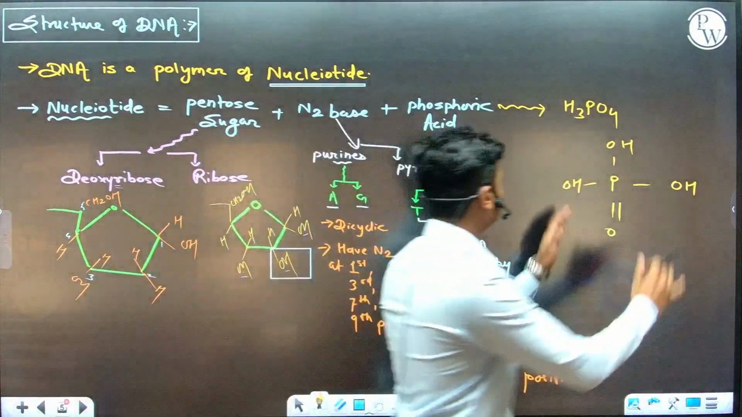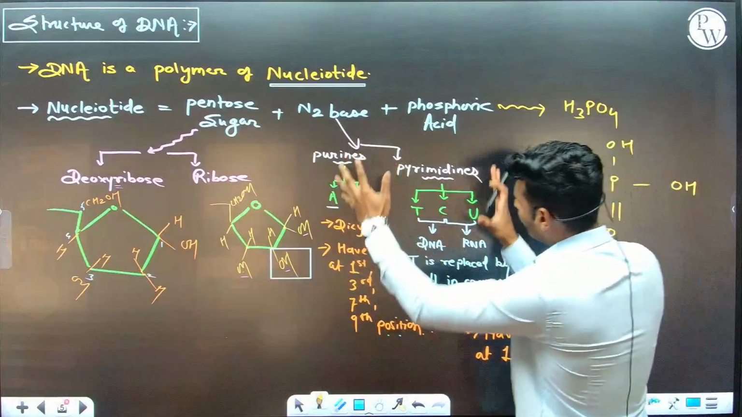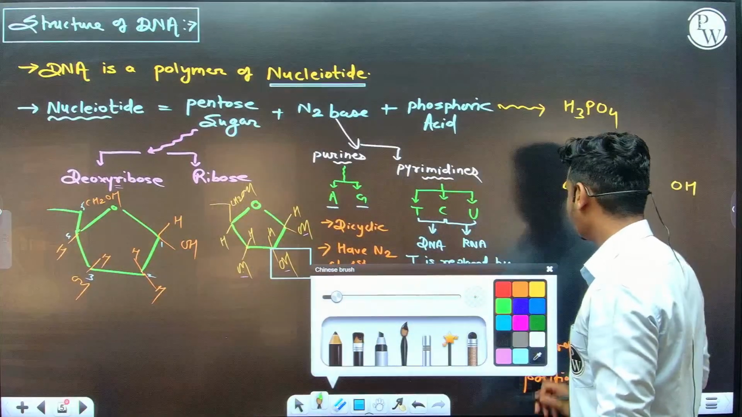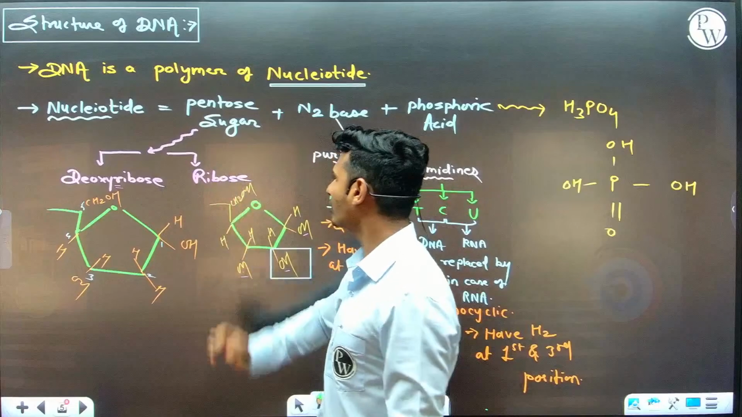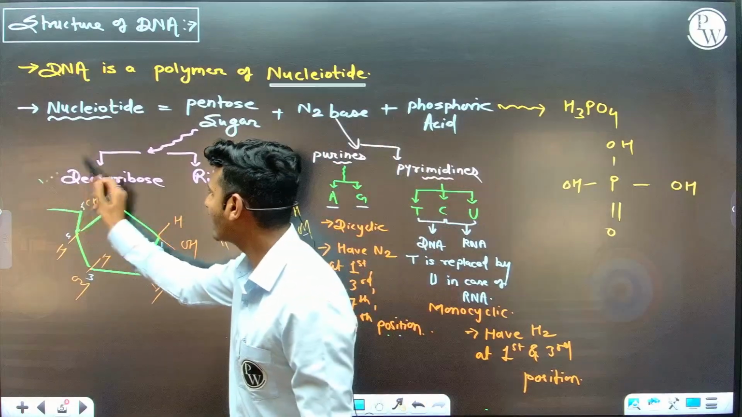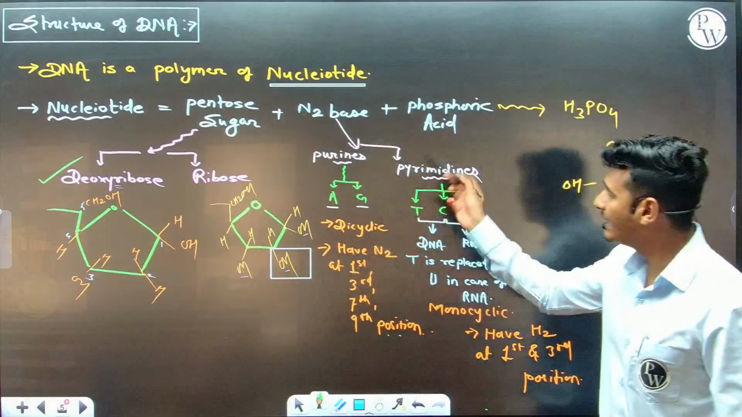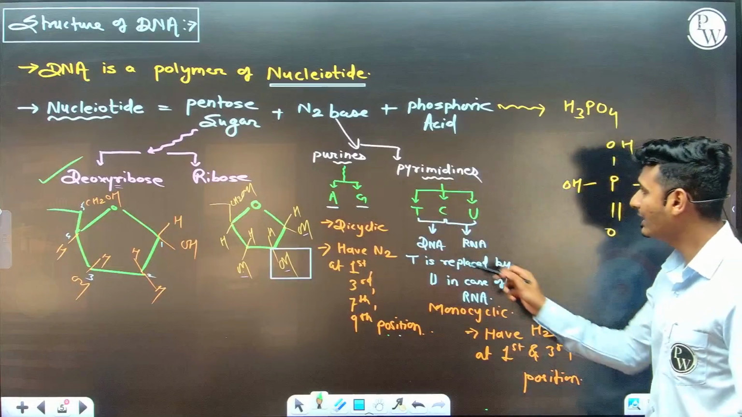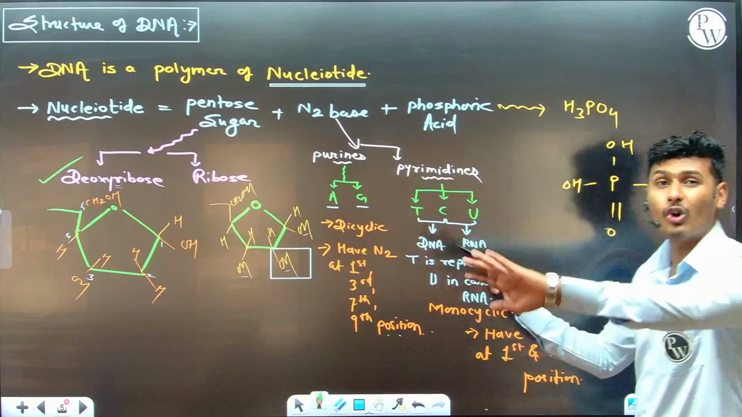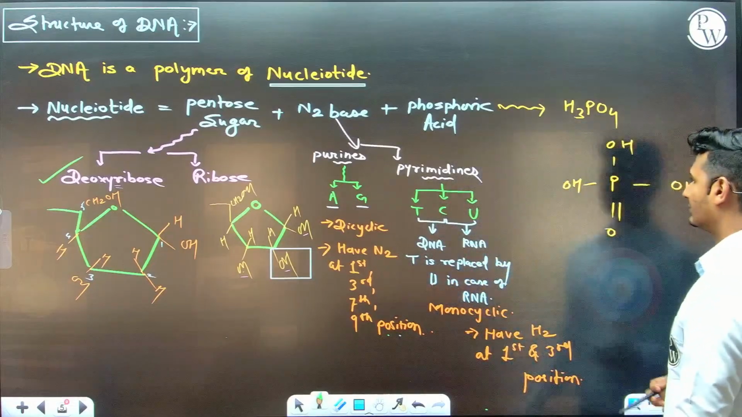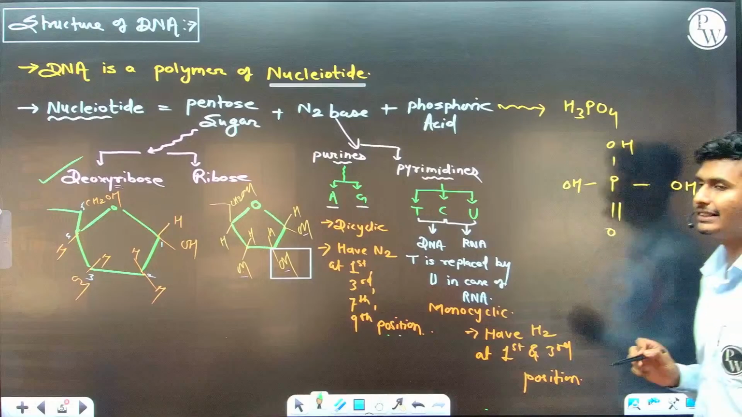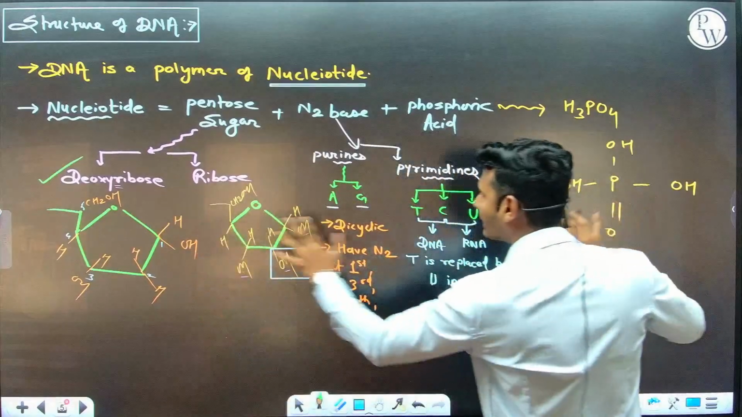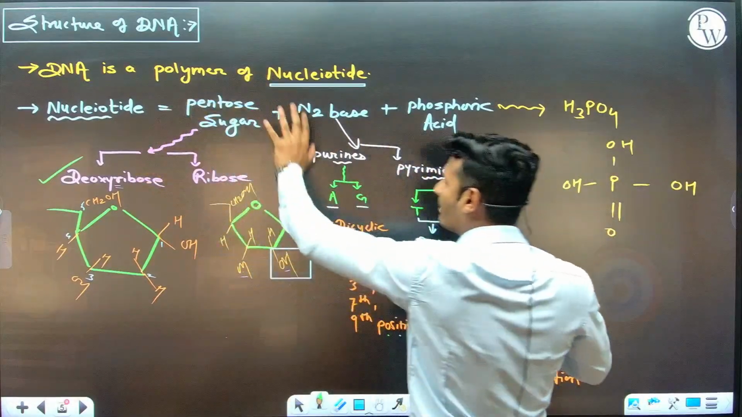Now this is a separate phosphoric acid, this is a separate nitrogen base, and this is the separate pentose sugar. Which one is present in DNA? Deoxyribose or ribose? In the case of DNA, deoxyribose is present. Purine or pyrimidine? Both are present. Purines: adenine and guanine. And what about pyrimidines? DNA has thymine and cytosine. Uracil is not present in DNA. Phosphoric acid is also present in DNA. Now let's draw one nucleotide first, because these three are the components of a nucleotide, and nucleotides combine together to form DNA.